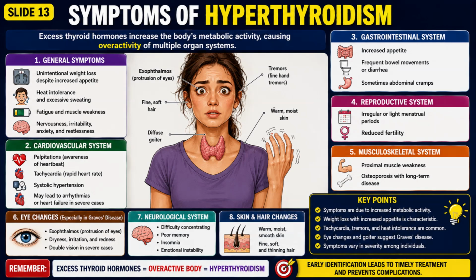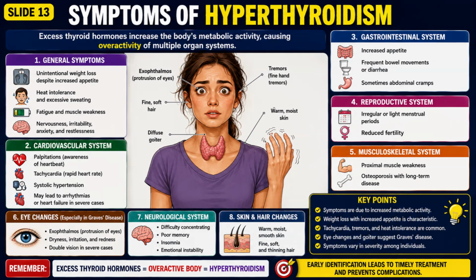One of the most characteristic features is unintentional weight loss despite an increased appetite. Although patients eat more, their bodies burn energy at a much faster rate due to increased metabolism. Many individuals experience heat intolerance and excessive sweating because the body generates more heat than normal. The cardiovascular system is significantly affected. Patients commonly develop palpitations, rapid heart rate, and increased blood pressure. In severe cases, abnormal heart rhythms may occur.